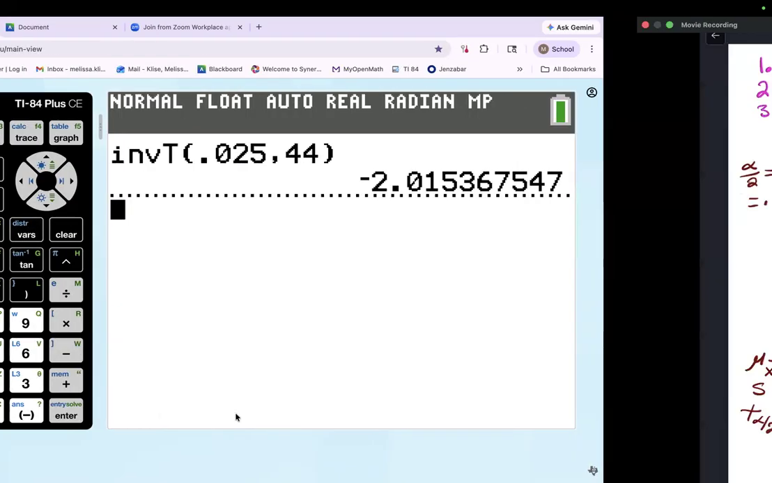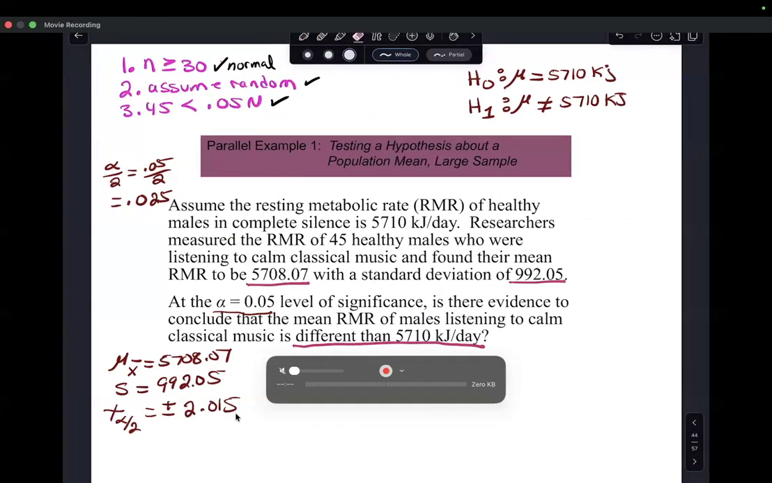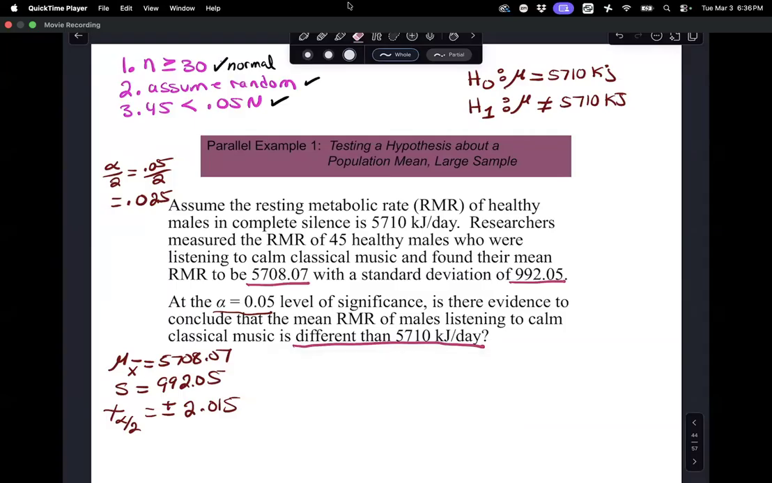All right, pop back over. Okay, so this is my critical value. I'm going to write it in another color really small. Critical value. This is your critical value. Okay, that's good. Let's talk about our test statistic. I want my test statistic.